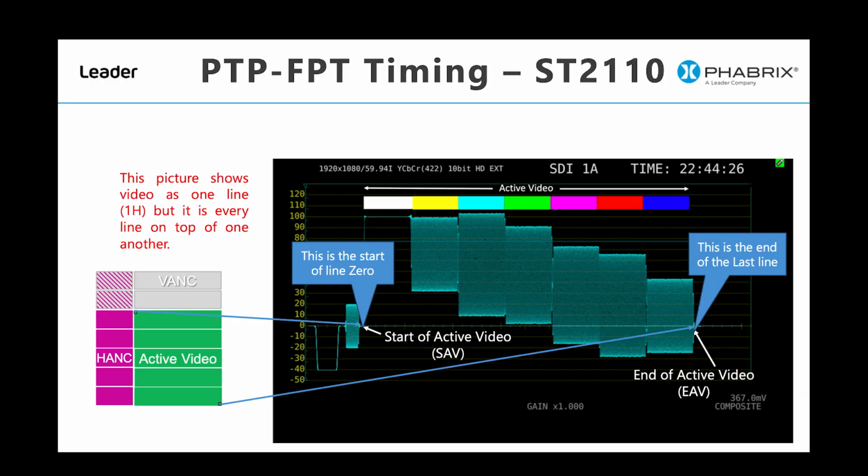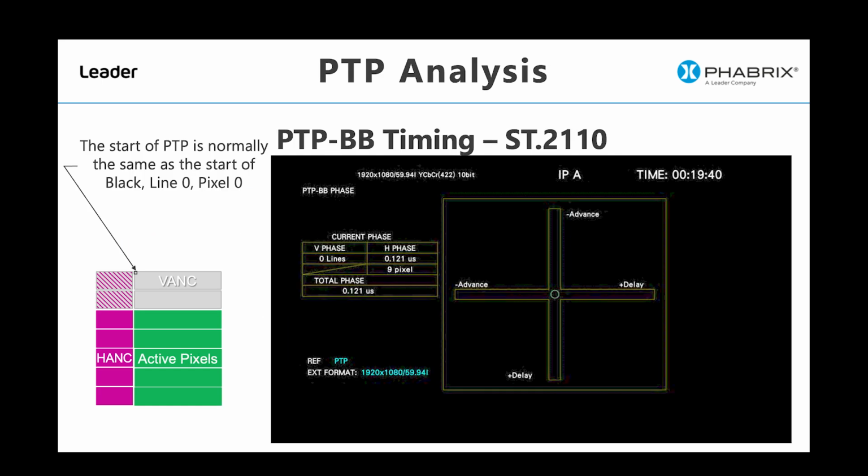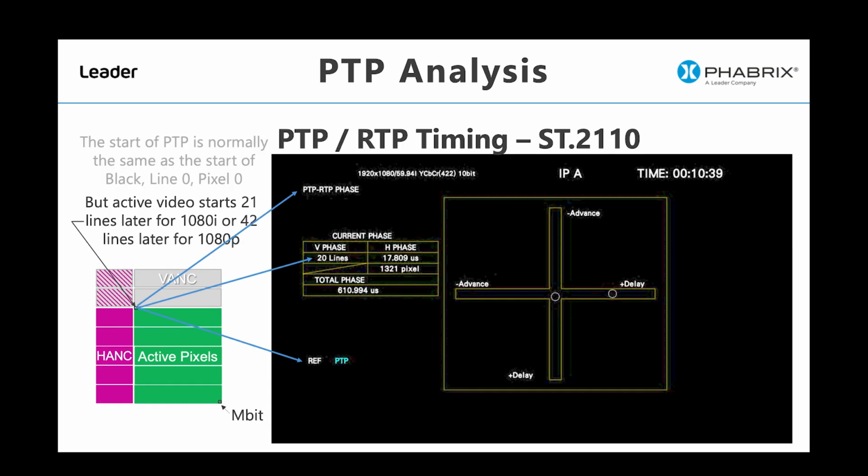So the start of active video is the length of what your vertical interval would have been. PTP 0.0 is the same as black and burst, which is line 0, pixel 0. That's where PTP starts. But the first packet of active video is going to be the length of whatever your normal vertical interval is. So if it's 1080i, it's going to be 21 lines. If it's 1080p, it's going to be 42 lines later. And that's where that sync needs to be.